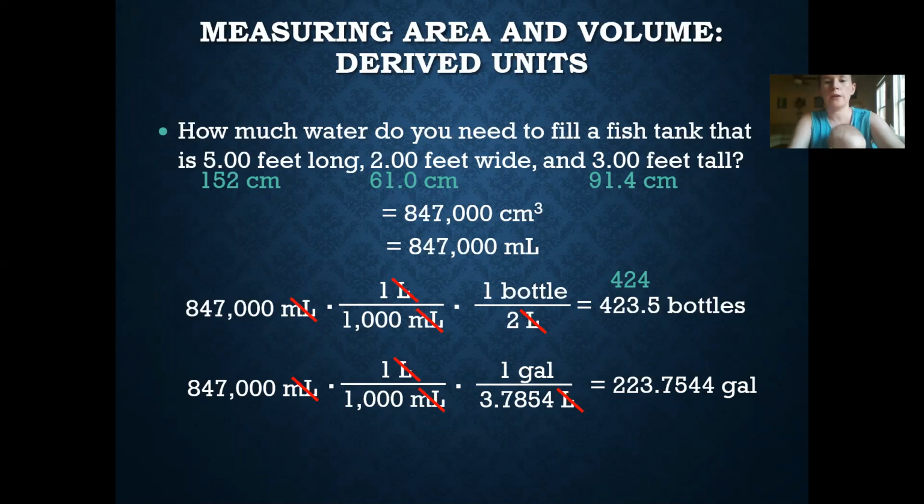But again, we only want 3 significant figures because we started out with 3 significant figures. So we're going to reduce that to 224 gallon milk jugs to fill the fish tank.